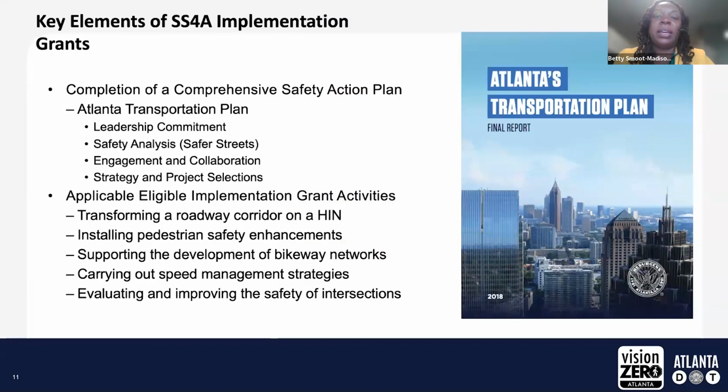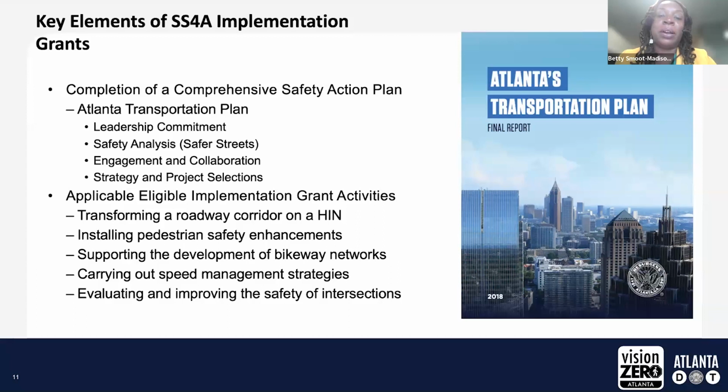So just to hit on a few key considerations that I think helped make our application successful. First, one of the requirements of the implementation grant is that there is a completed comprehensive action plan. And so the city has an adopted transportation plan, which also had a safer streets component. And between those deliverables, our plan had met sort of the minimum requirements to be considered as an action plan. But as I mentioned before, our Vision Zero action plan is under development now and will be completed in October. Also, the Pryor and Central corridors were called out as projects in that Atlanta transportation plan. So that was also, I believe, a saving grace.